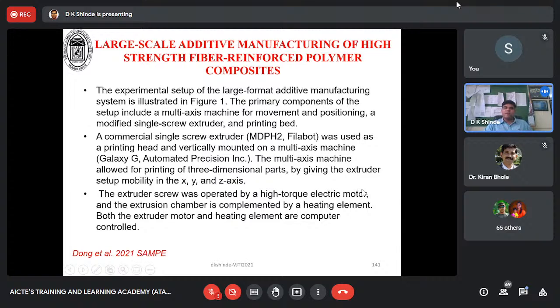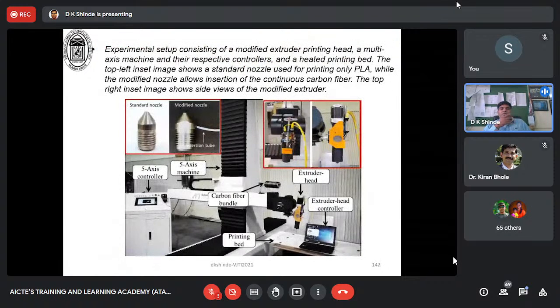That can be done using 3D printing with multi-axis machines allowing three-dimensional printing, with extruders having mobility in the X, Y, and Z axes, and then you can have motors with the extruder chambers and heating zones. So this is the experimental setup that people are right now trying to develop. The standard nozzle is this much, so the nozzle can be modified.